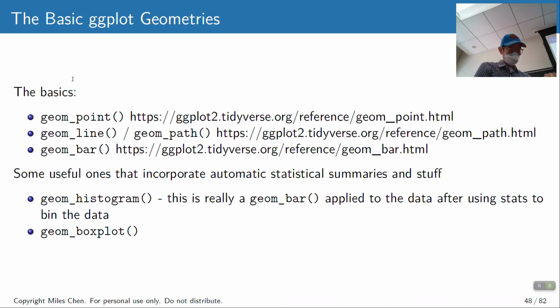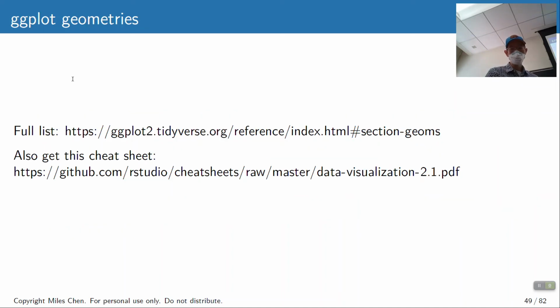All right, I'm going to run out of time, but I'll just do as much as I can here. The basic plots I want to talk about are the basic geometries: the point geometry, which we've seen, and also the line and the bar geometry. The other ones, histogram and box plot, are also useful, but I won't really cover those in these slides, and I'll let you look at them on your own time.